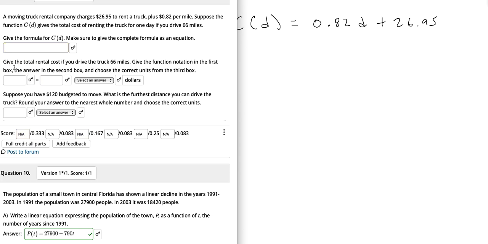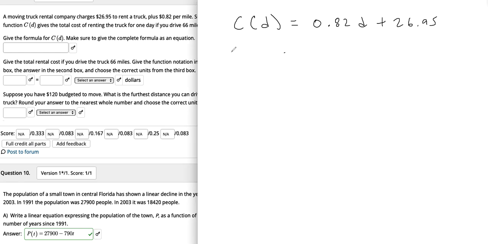Don't love the wording on this. So give the total rental cost if you drive the truck 66 miles. Give the function notation in the first box here, the answer in the second box, and choose the correct units for the third box. So the function notation that they're looking for here with the 66 is C of 66. That's it. So we're evaluating C of 66, and we put that in over on this side.